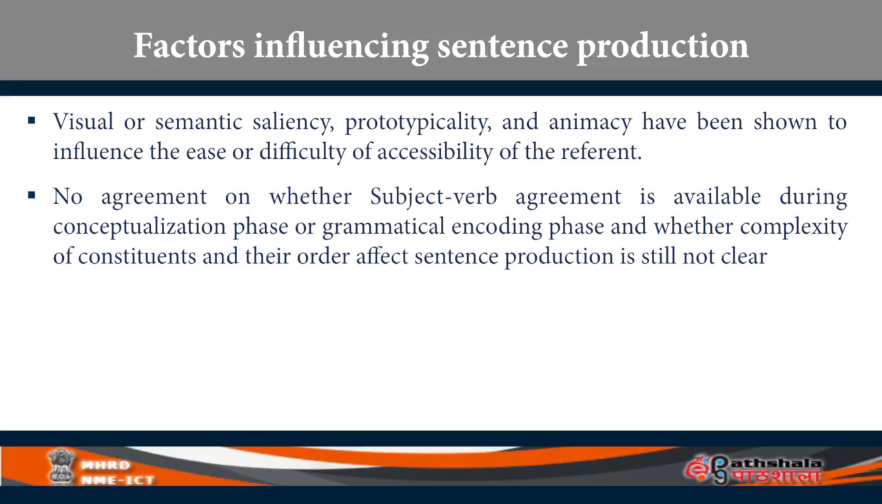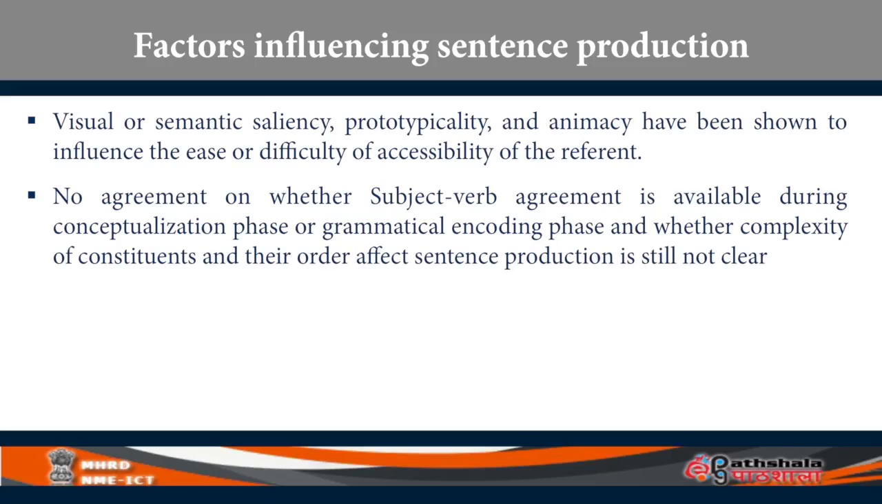How well I am able to bring your attention to the referent which I have in my mind, that accessibility depends on many factors. Also, subject-verb agreement in a given language, and complexity of the constituents, whether the way I planned it requires a simple sentence or a complex sentence with lots of clauses and things like that.